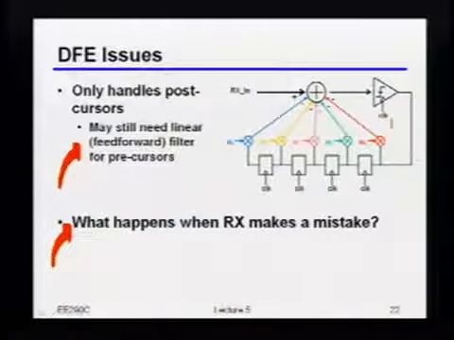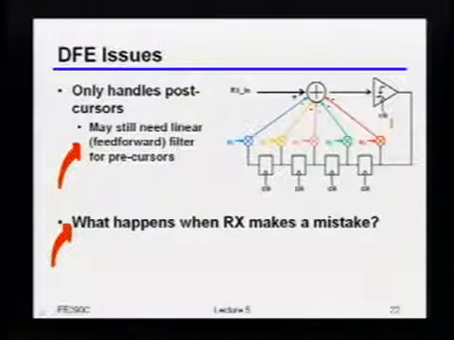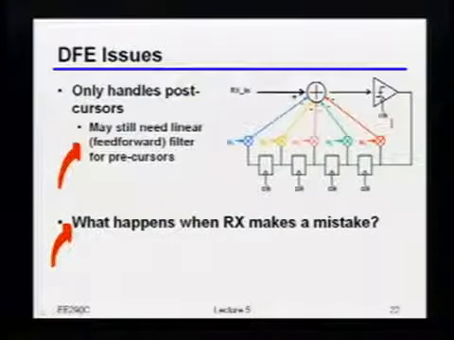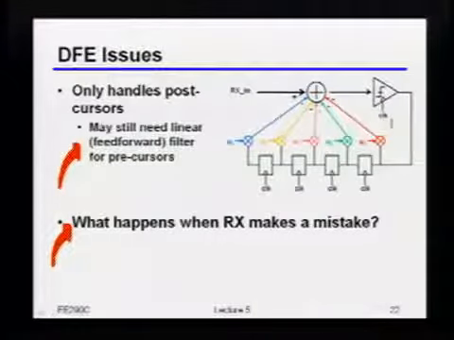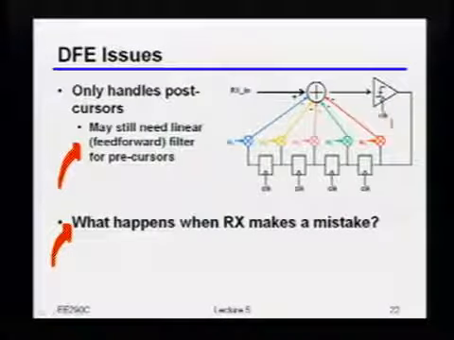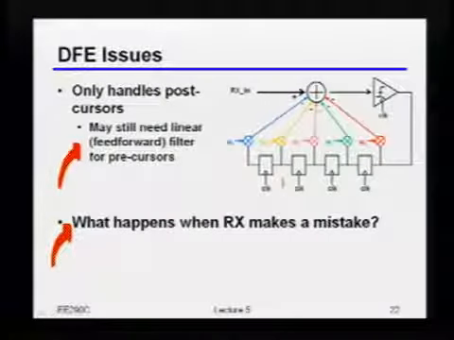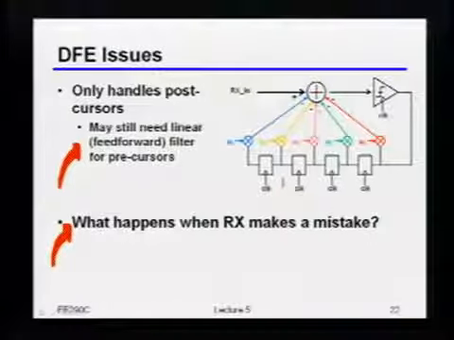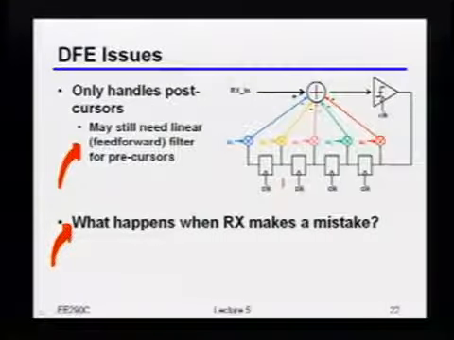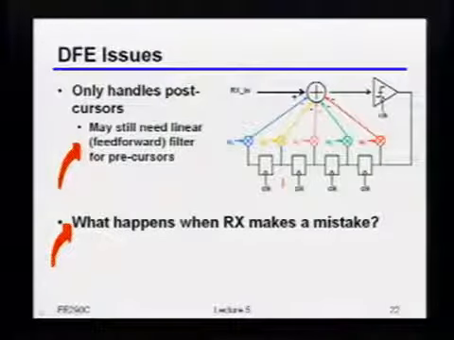So the question then becomes, how bad is that? If the ISI was so bad that by you getting that wrong, you're guaranteed to make another wrong decision, then unfortunately you're hosed. You're going to keep making wrong decisions over and over and over again. That's what's called error propagation. Because you have a feedback loop, if you seed it badly enough that it gets stuck, then you're just stuck, okay?